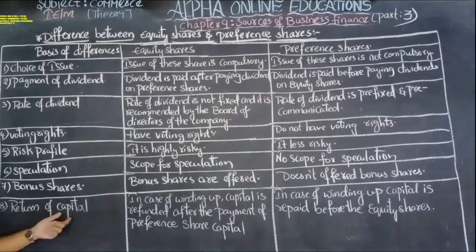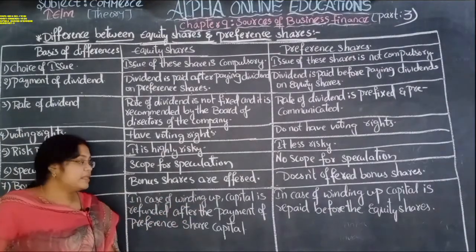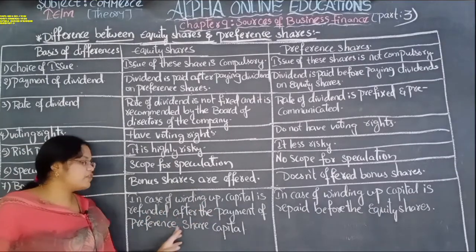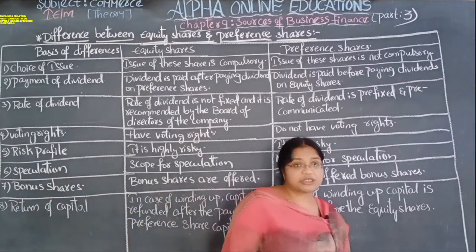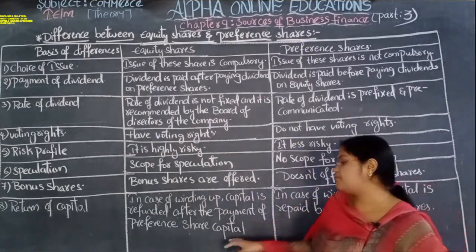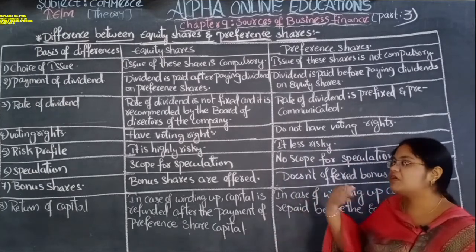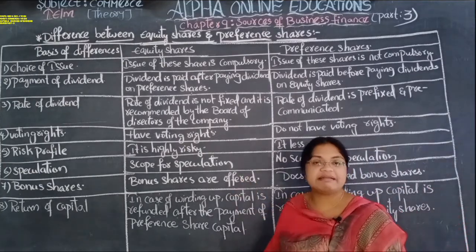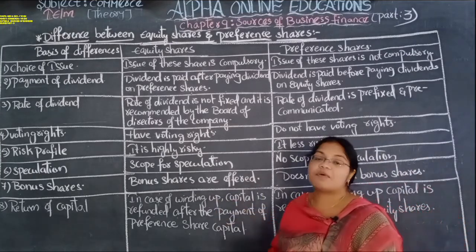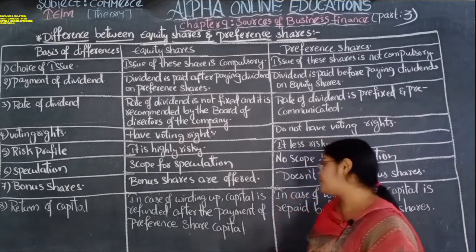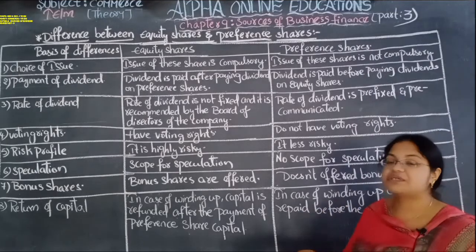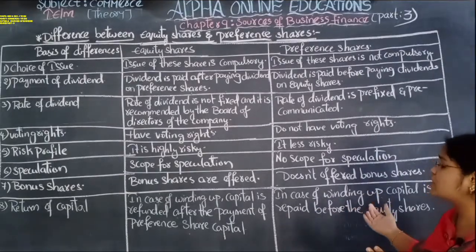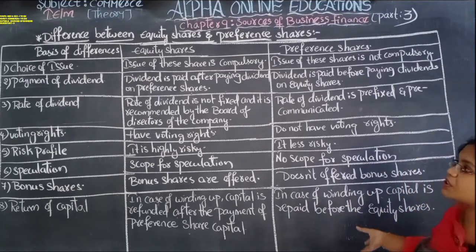Next, return of capital. In case of winding up, the capital is refunded after the payment of preference share capital. After settling the capital brought by the preference shareholders, only then will the equity shareholders get their capital during the winding up of the company. Winding up means the closing of the company. So in case of winding up, capital is repaid to preference shareholders before the equity shareholders.